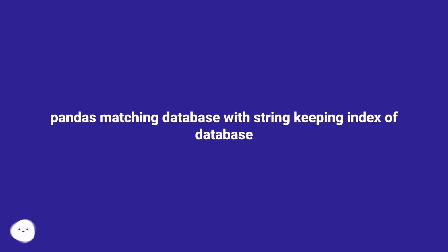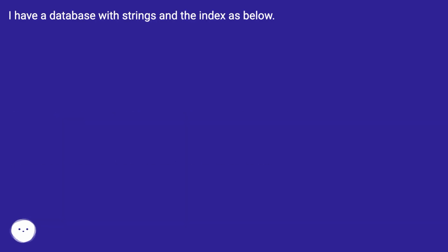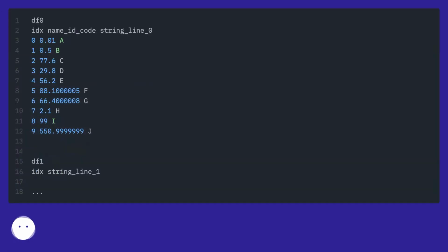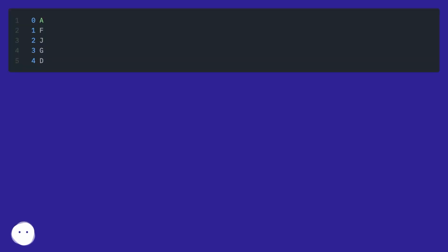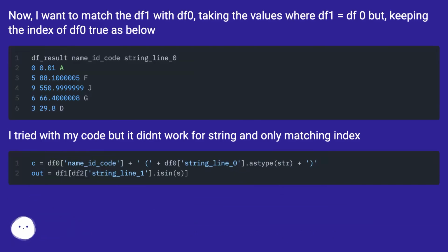Pandas matching database with string keeping index of database. I have a database with strings and the index as below. Now, I want to match df1 with df0, taking the values where df1 equals df0 but keeping the index of df0 true as below.